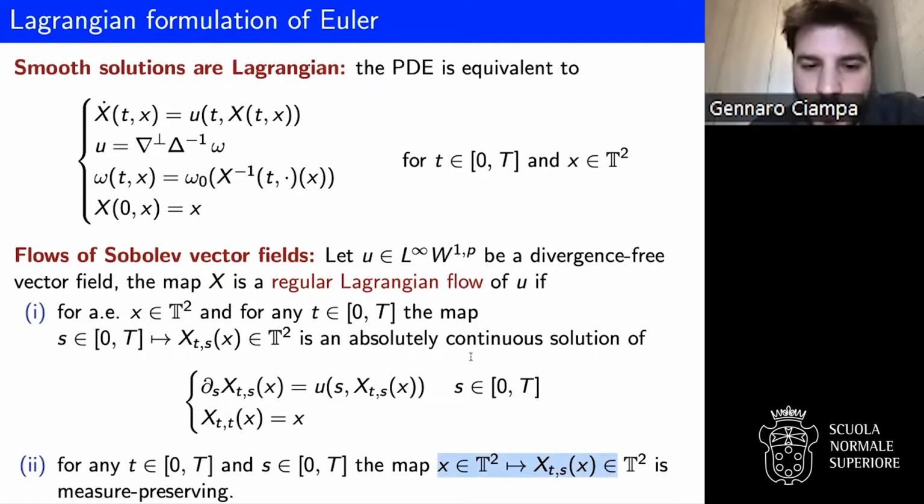As you may know, in the smooth case, let's say whenever u is Lipschitz and divergence free, this condition follows from the definition of solution of the ODE. But nowadays we know that this is not always the case. So we need to impose this condition to somehow select the good flows.